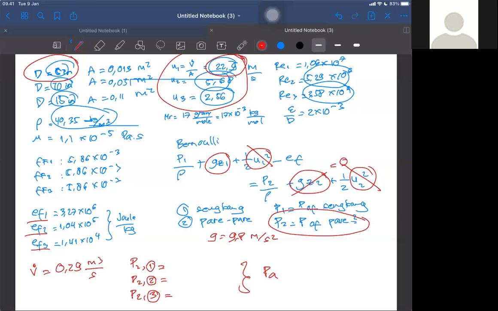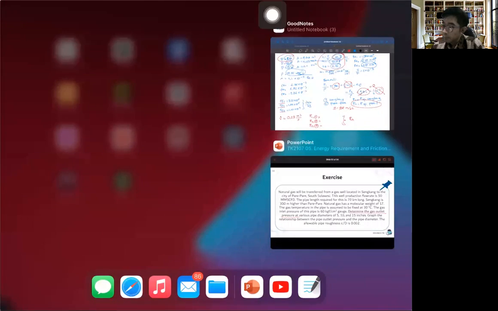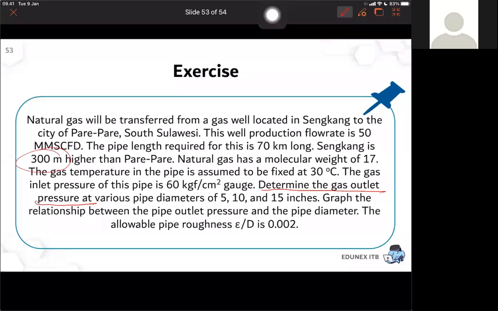Sir, the difference in height, is it in meters, sir? In meter, it's already in meter. All right. Yeah, it's already meters.